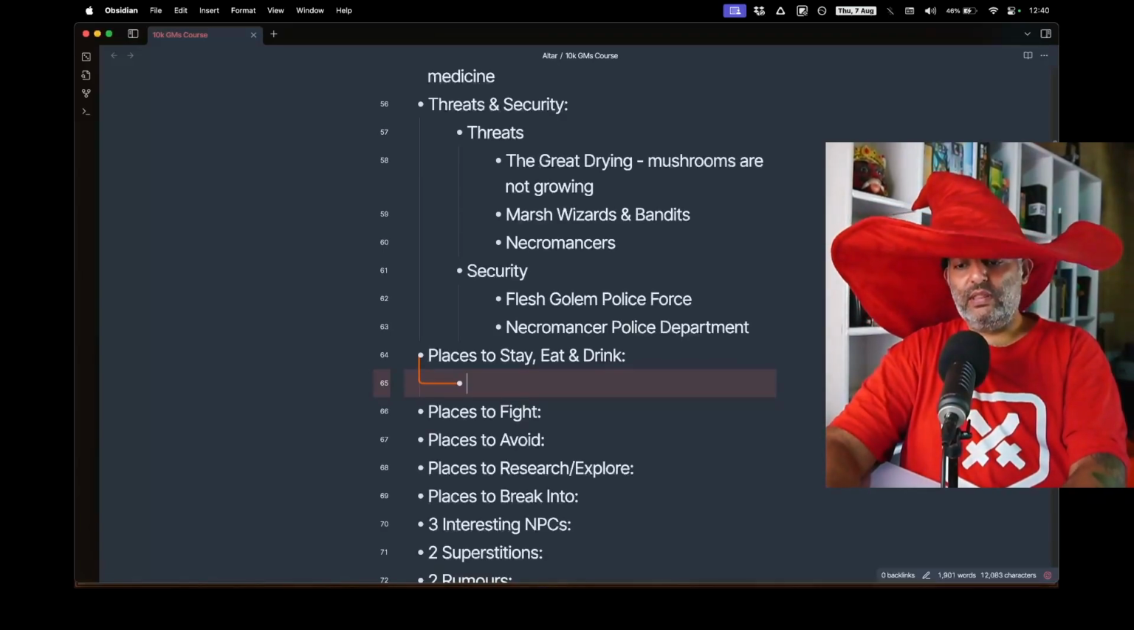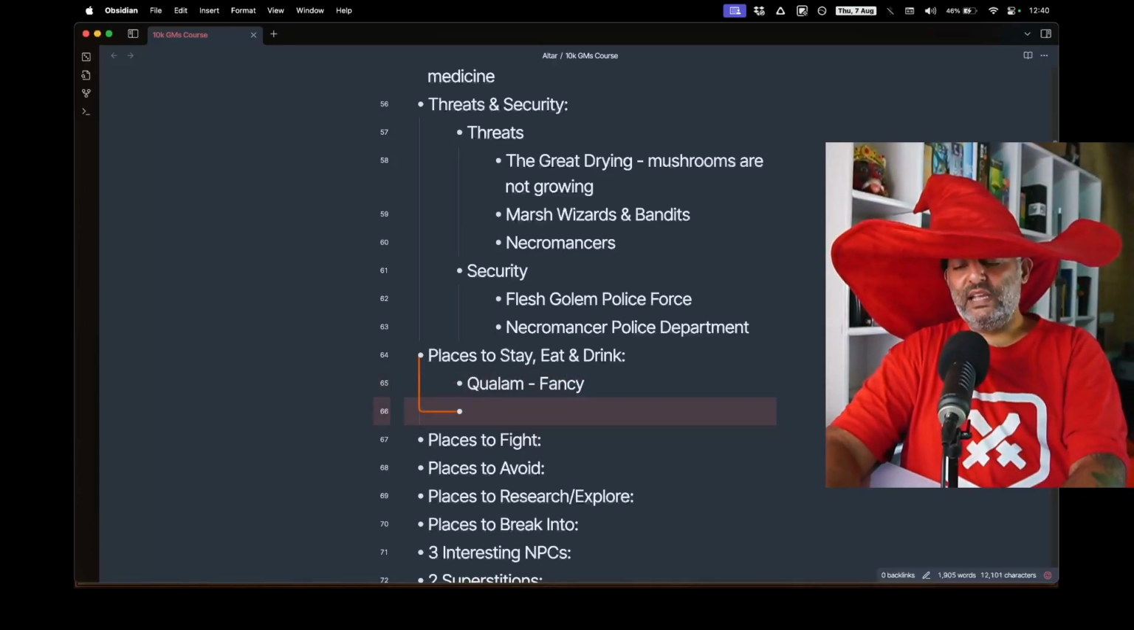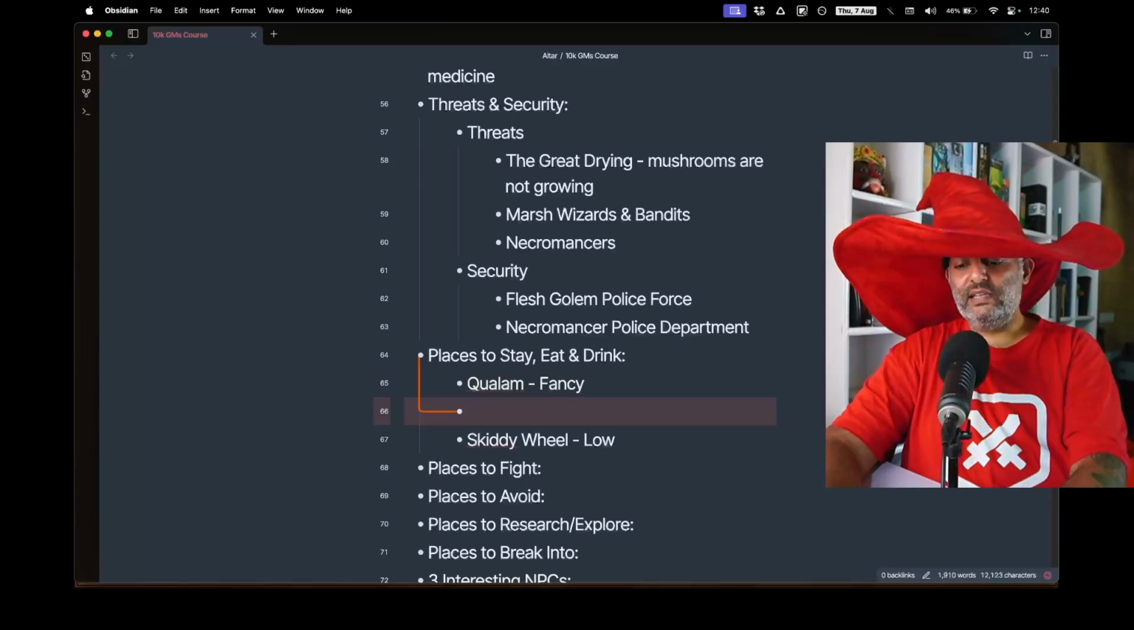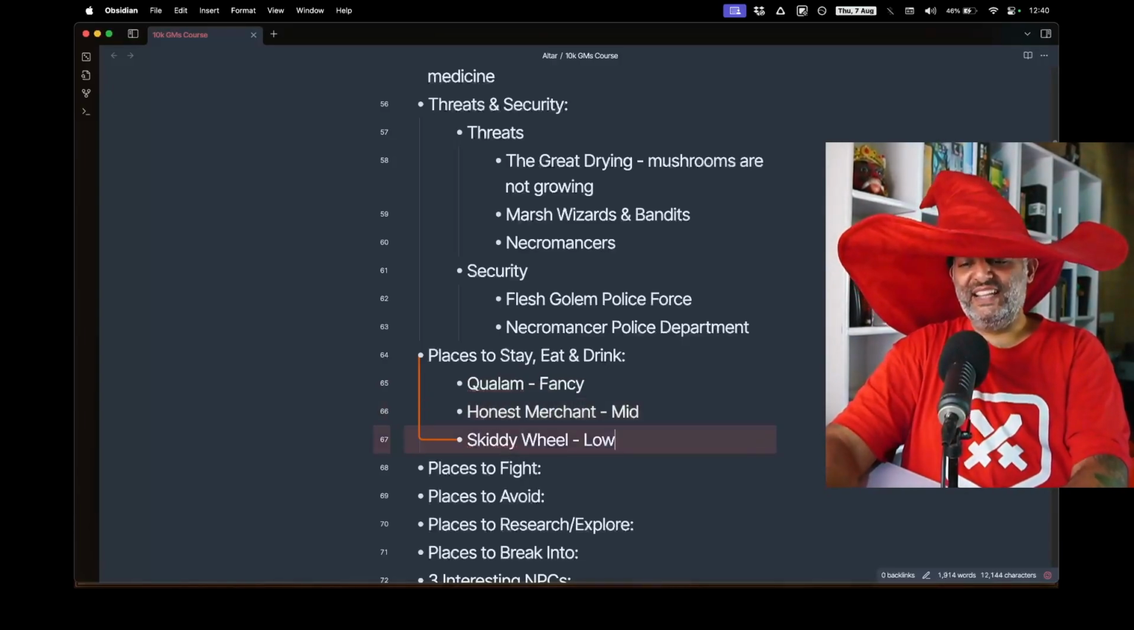Okay, places to stay, eat, and drink. I think we need like high, medium, and low, right? So, Qualum is the fancy place. And then for the mid one, I am going to again choose something like, what was that? Skiddy Wheel. I think it's got a funny name, right? So it's probably going to be the low one. So for the mid one is the Honest Merchant. And that should be a dead giveaway.